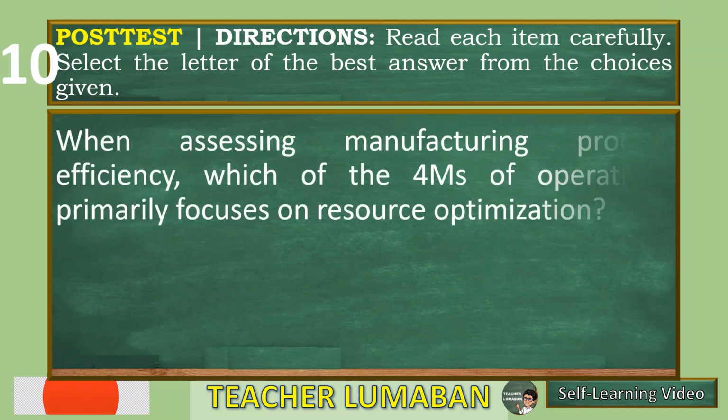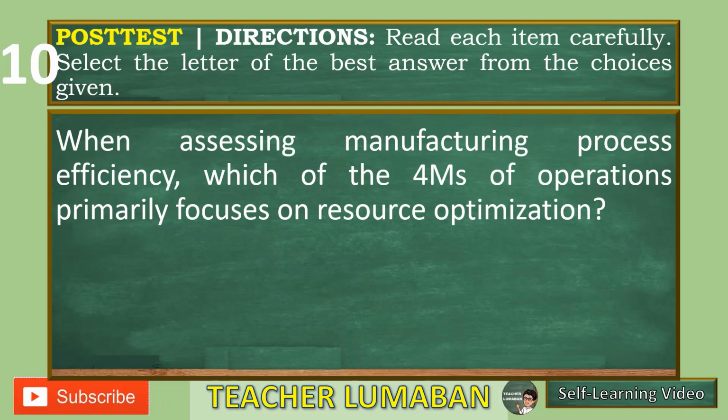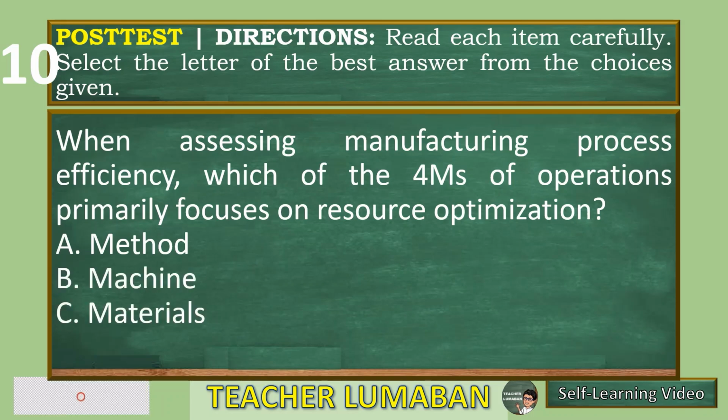When assessing manufacturing process efficiency, which of the 4 M's of operations primarily focuses on resource optimization? A. Method. B. Machine. C. Materials. D. Manpower.